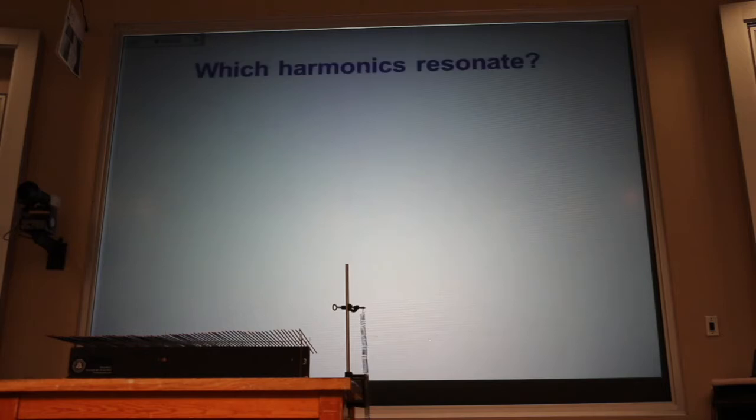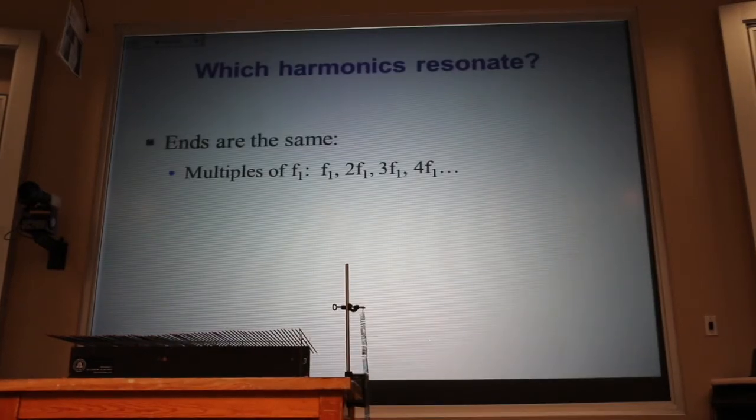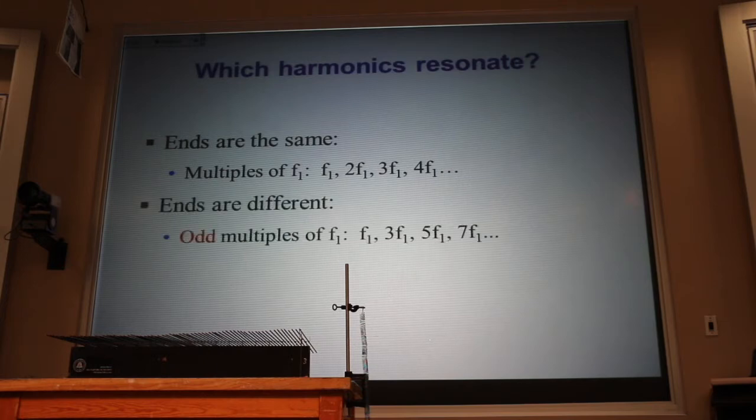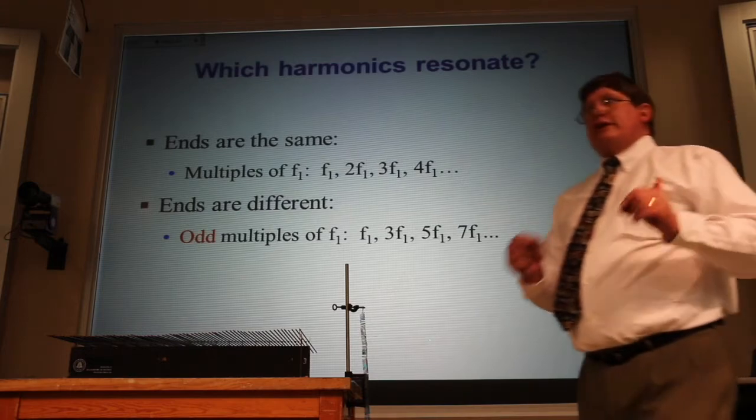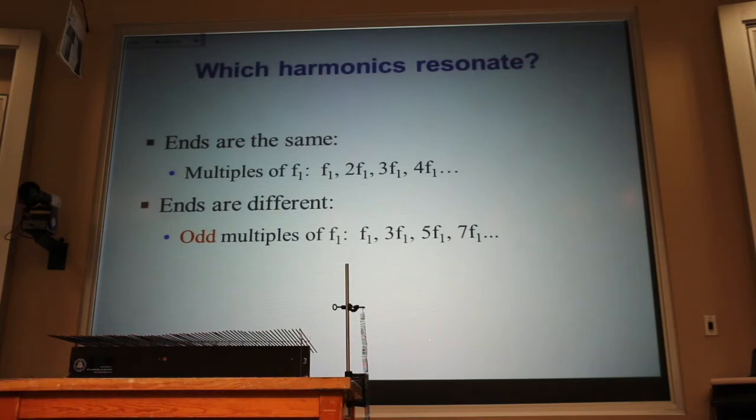Okay, so in summary, when the ends are the same, I get all of them: F1, F2, F3, F4, F5, F6. When the ends are different, one a node, one an antinode, you just get the odd ones: 1, 3, 5, 7, 9.